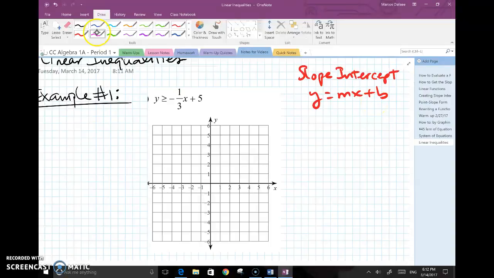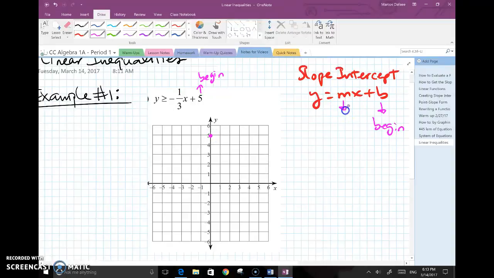The b, to remind you, is where you begin, and where you begin on the inequality here is at a 5. Now this 5 represents a point on the y-axis. It's never on the x-axis because this is our y-intercept. So I begin here. So going up to 5, I put a point and then I wait there.